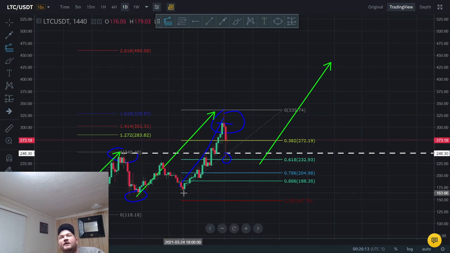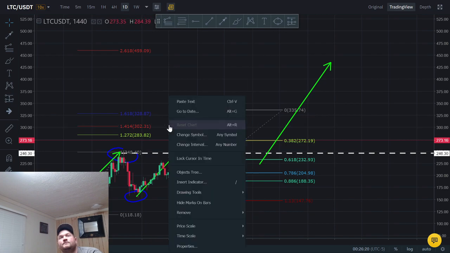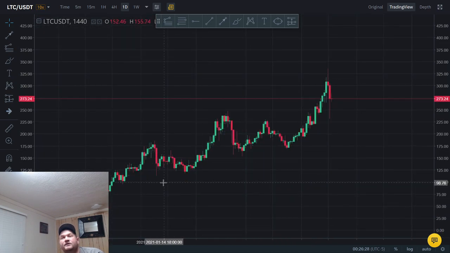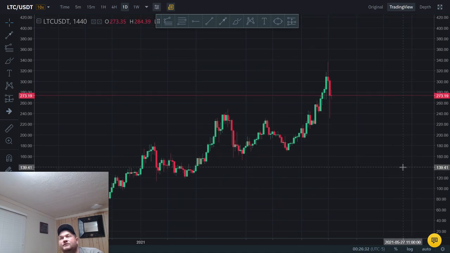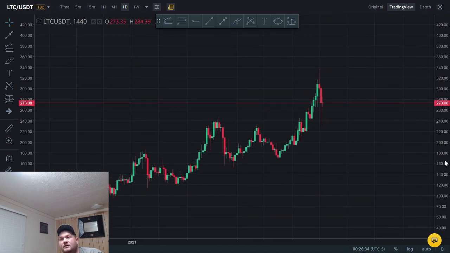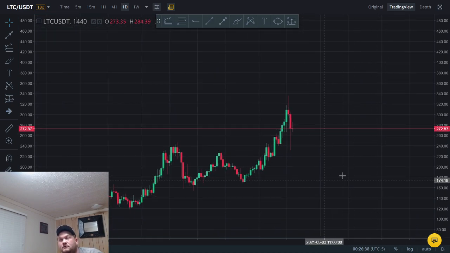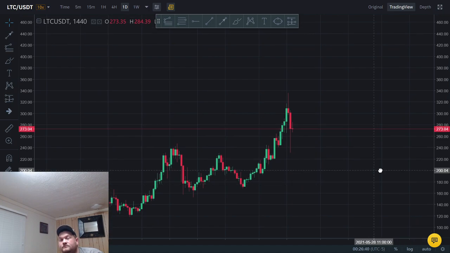So the next trade, in my opinion, would be, let's just remove everything and start all over again, because it can never hurt. All I use is candlesticks, right? There's no moving averages, there's no RSI, there's no... Anyways.